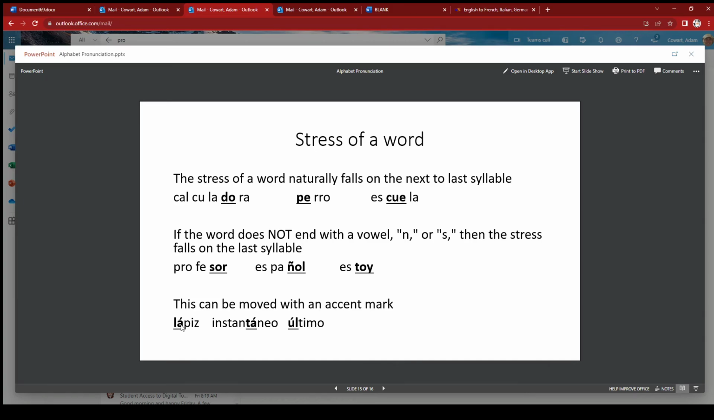It puts the stress on that letter, and there you go. It accents, right? So it's called an accent mark. Or in Spanish, we call an accent mark a tilde. Tilde. Tilde.